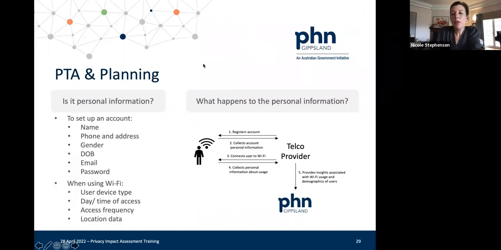So, and this is what I was talking about here. In the privacy threshold assessment process, personal information is involved, right? We've got name, phone and address, gender, perhaps. Maybe that's something that you've decided you want in order to set up an account. Date of birth, email, password. Date of birth, maybe you're saying to yourselves, oh, well, we need date of birth so we can verify that the individuals setting up the account are over 18.